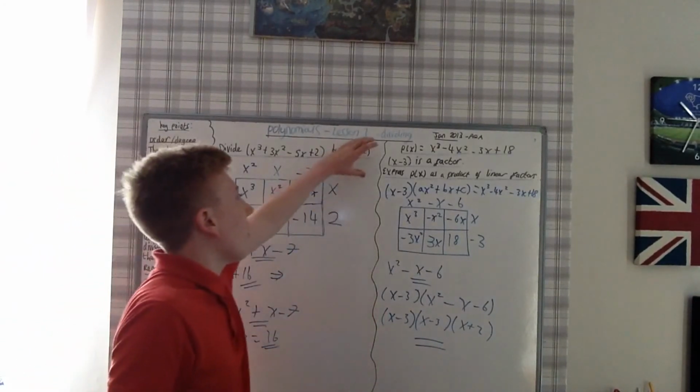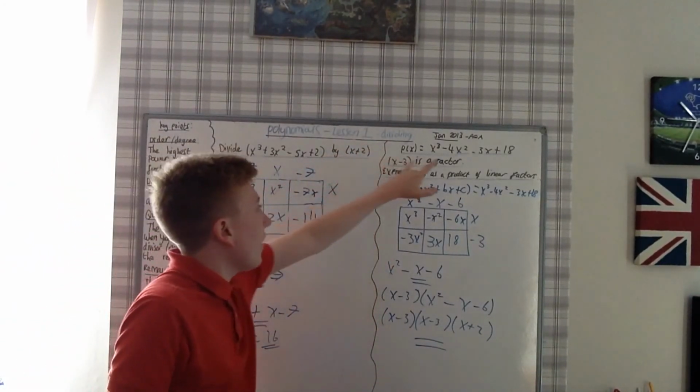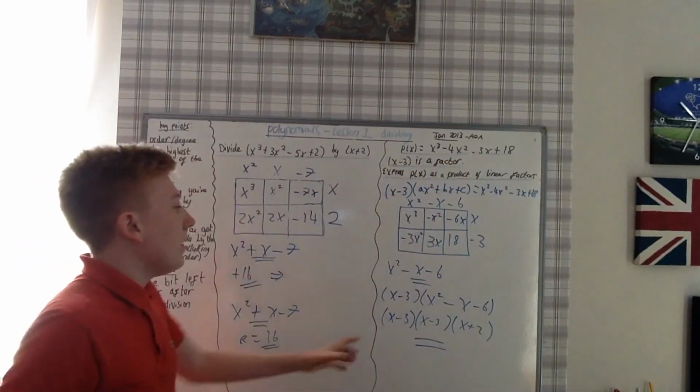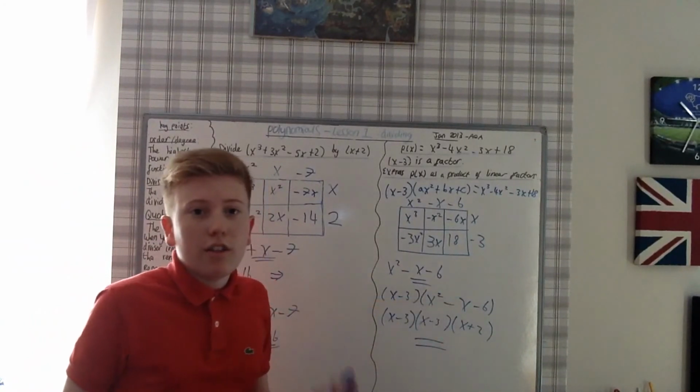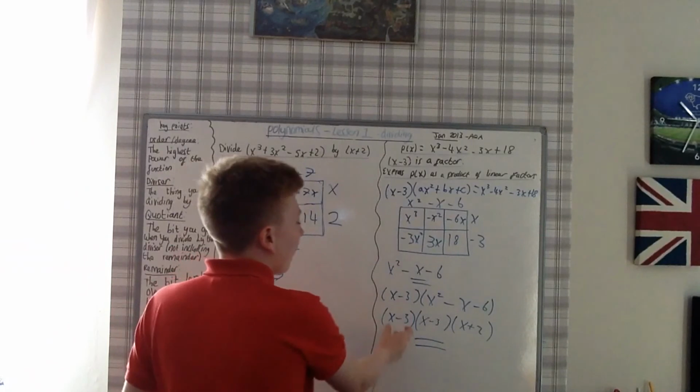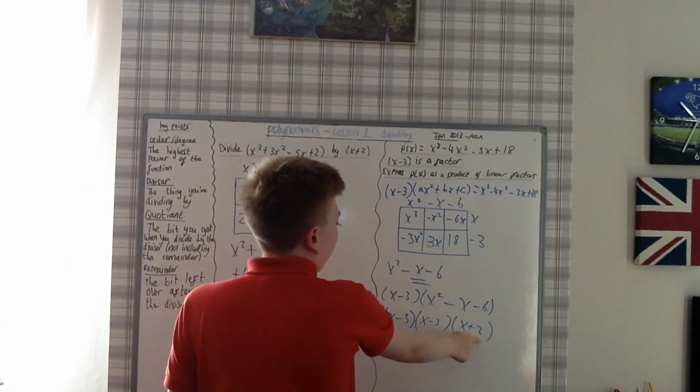So if we see a question like this, all it's asking us to do is divide this by our factor to give it in the form x squared, and then all we need to do is factorise the quadratic we have to give us 2 brackets. Then we can see that the factors are going to be x is 3, and x is minus 2.